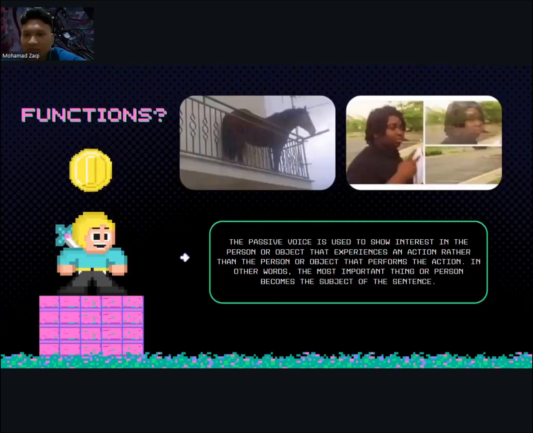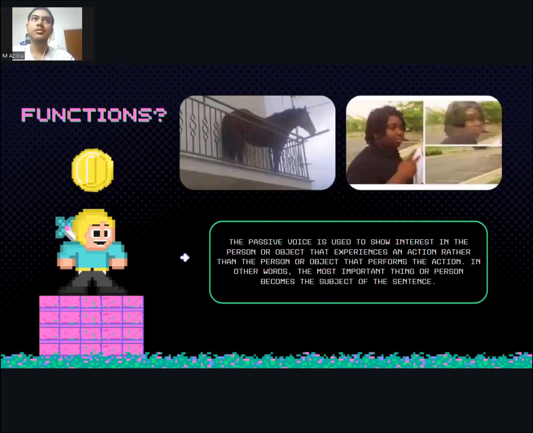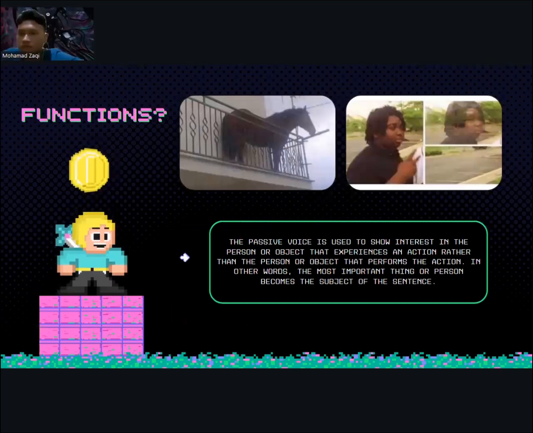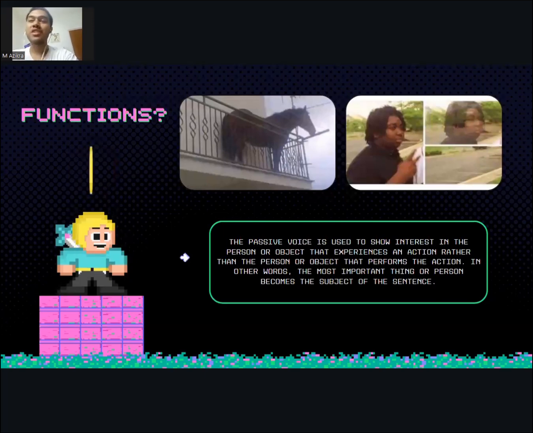So the function of passive voice is to show interest in the person or object that experiences an action rather than the person or object that performs the action. In other words, the most important thing or person becomes the subject of the sentence. So we change the object into the subject. We switch the place, basically.